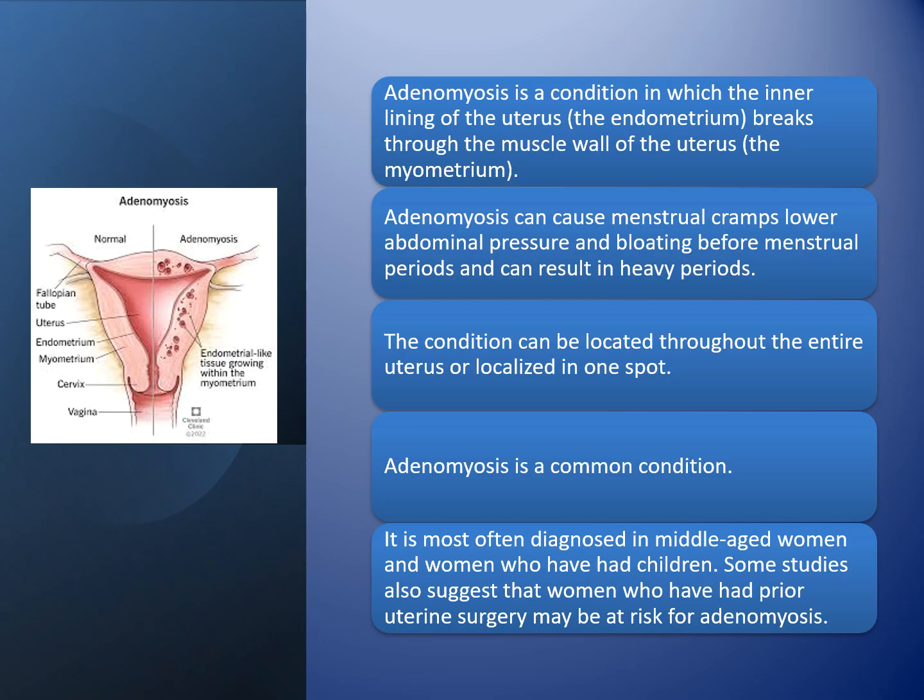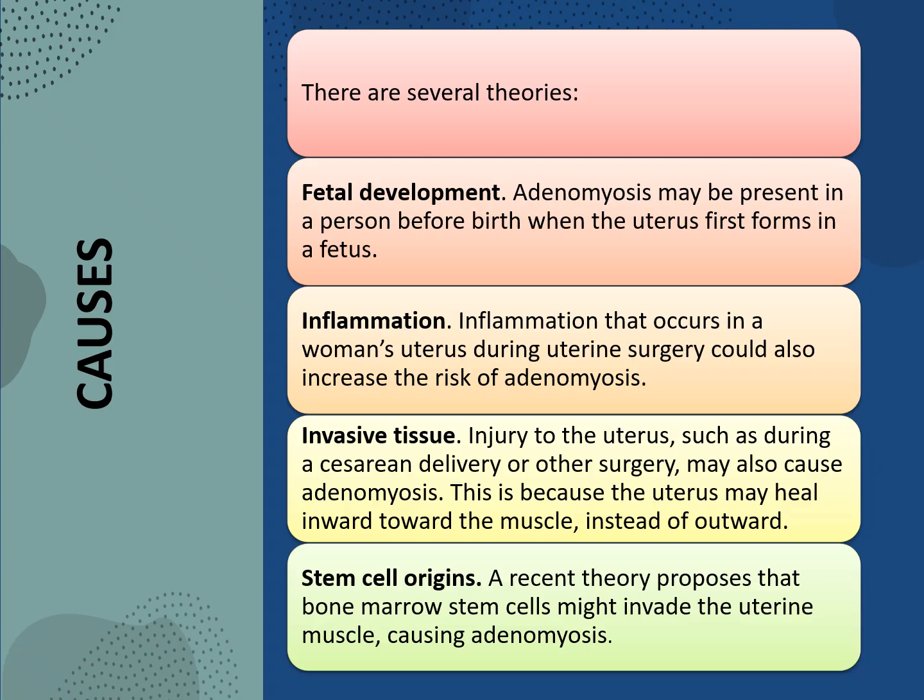It is commonly seen in women between 40 and 50 years of age and is more frequent in women who have had one or more pregnancies. The exact cause remains uncertain, but several theories have been proposed. The first one is the developmental theory. According to this theory, endometrial tissue becomes trapped within the uterine muscle during fetal development before birth.